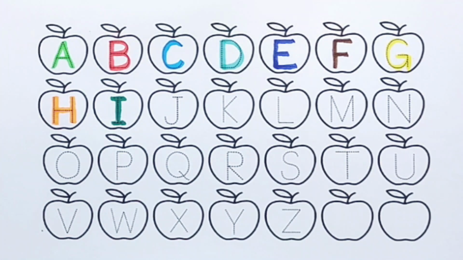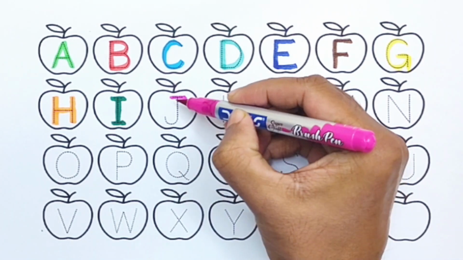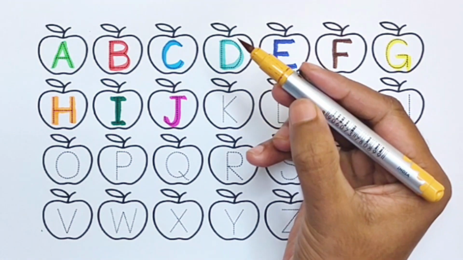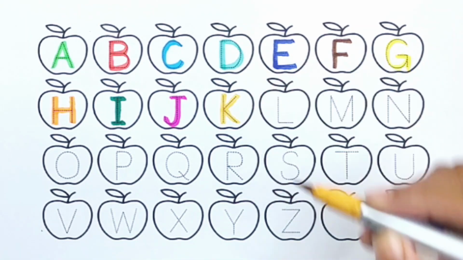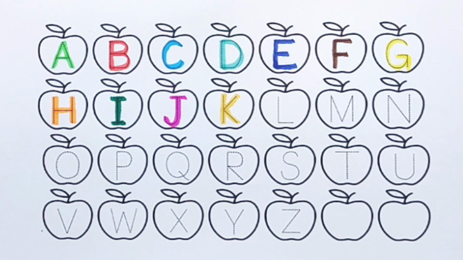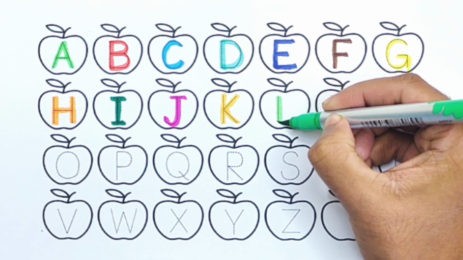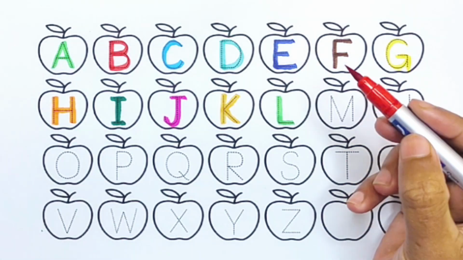I for ice cream, pink color. J for juice, yellow brown color. K for kite, light green color. L for lollipop, red color.